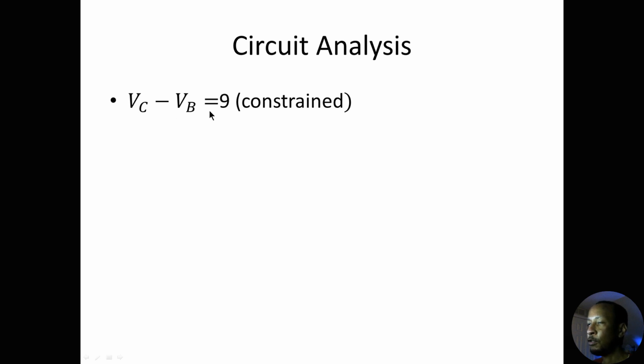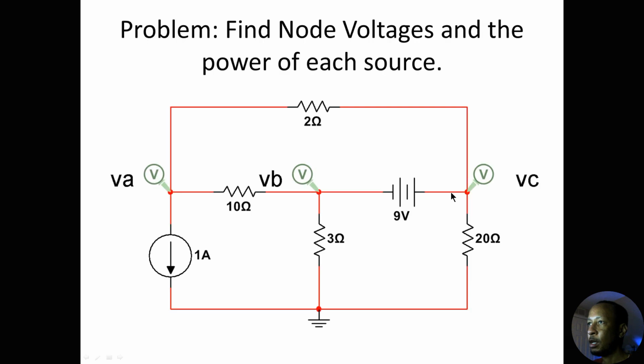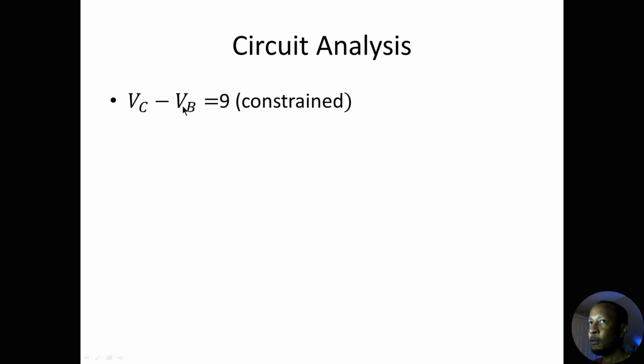Okay, so for circuit analysis, VC minus VB equals 9. That's an automatic constraint, as you can see from the schematic. VC minus VB gives you 9. So you have VC equals 9 plus VB. That's equation number 1.